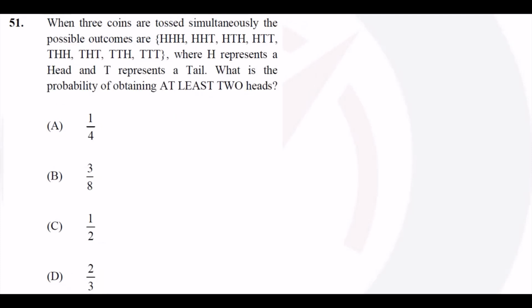Question 51. When 3 coins are tossed simultaneously, the possible outcomes are HHH, HHT, HTH, HTT, THH, THT, TTH, TTT, where H represents head and T represents a tail. What is the probability of obtaining at least 2 heads?